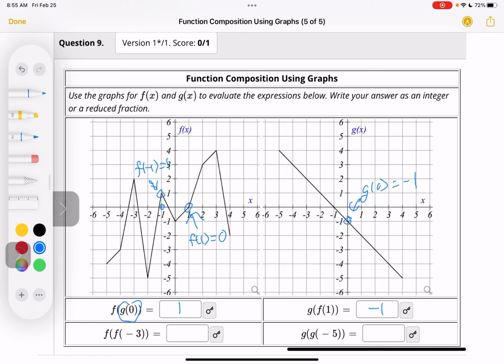Now f of negative 3. So we look at negative 3 on the f graph. That produces a 2. And then we look for f of 2, because this becomes f of 2 then. So f of 2 is 3.